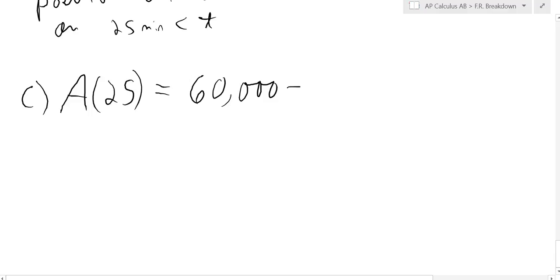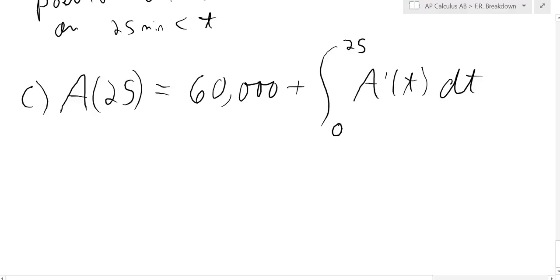I'll get that door in a second. Plus the integral from when we know it's 60,000 to when we want to know what it is, 25 minutes. And you could put in 2,000 minus 400 root t, or because I named A prime of t already, I can just write A prime of t here, dt. And that's just our big rule for derivatives. You know a derivative, you know a point. That's how you write out that function.